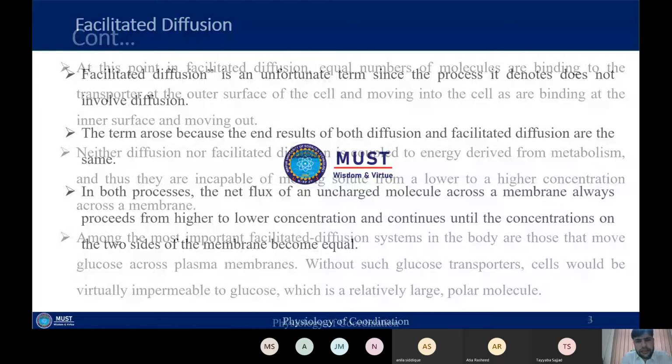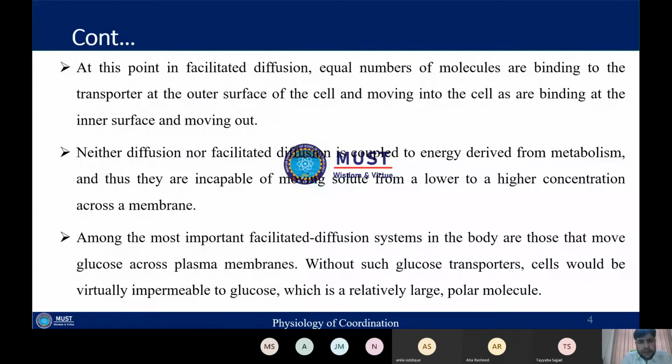So in the case of facilitated diffusion, an equal number of molecules bind to the surface of the transporter protein at the outer surface, and similarly an equal number of molecules move to the inner side of the membrane from the same transporter protein.